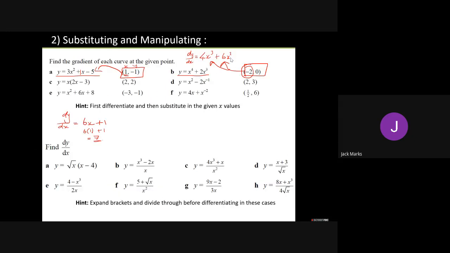So pause the video again, have a go at the questions here on the board. One thing to be aware of, you will need to expand out this bracket first, okay? Because we want terms separated, sort of like a polynomial format with addition or subtraction signs between them. Especially if you're doing this part here, you need to expand out, you need to simplify.